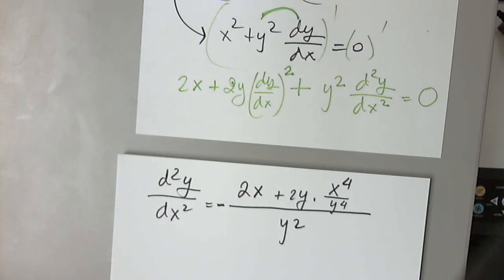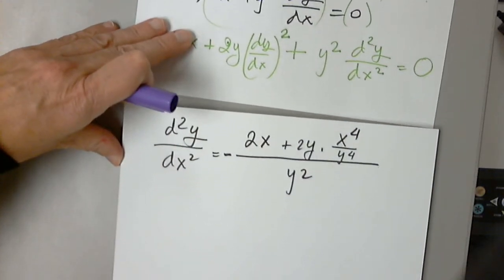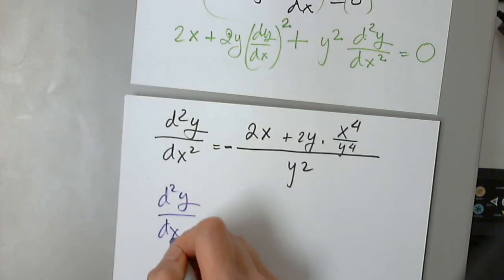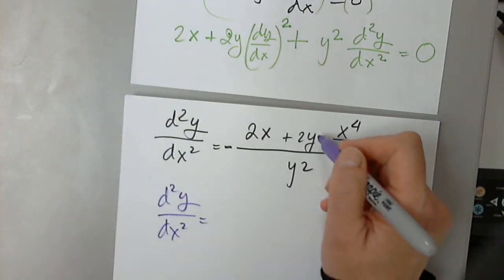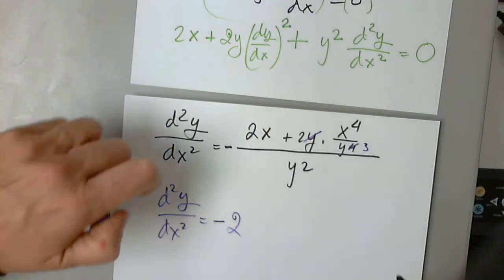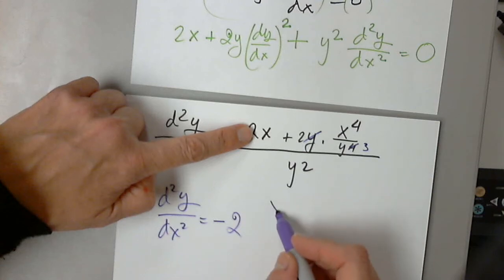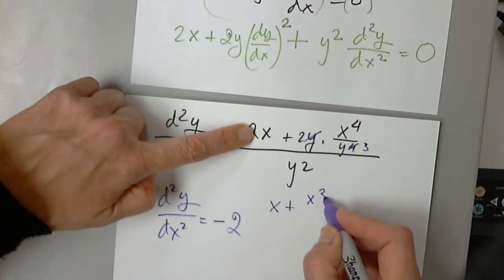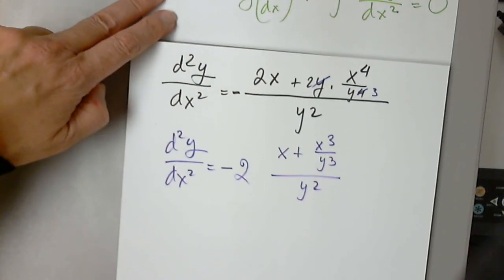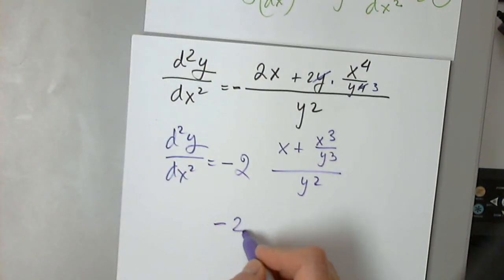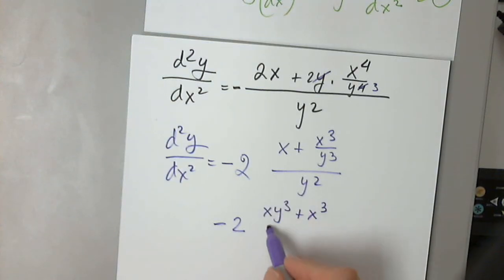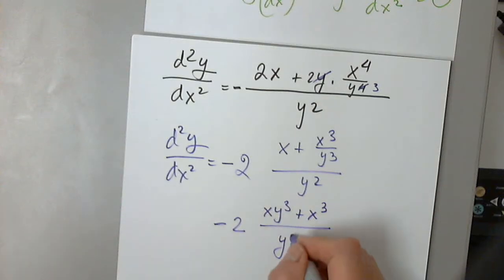So now I try to simplify it a little bit. d2y over dx2, we'll simplify by y. I will take a 2 outside, and I have x plus x to the third over y cubed, over y squared, or negative 2 times x y cubed plus x cubed over y to the fifth.